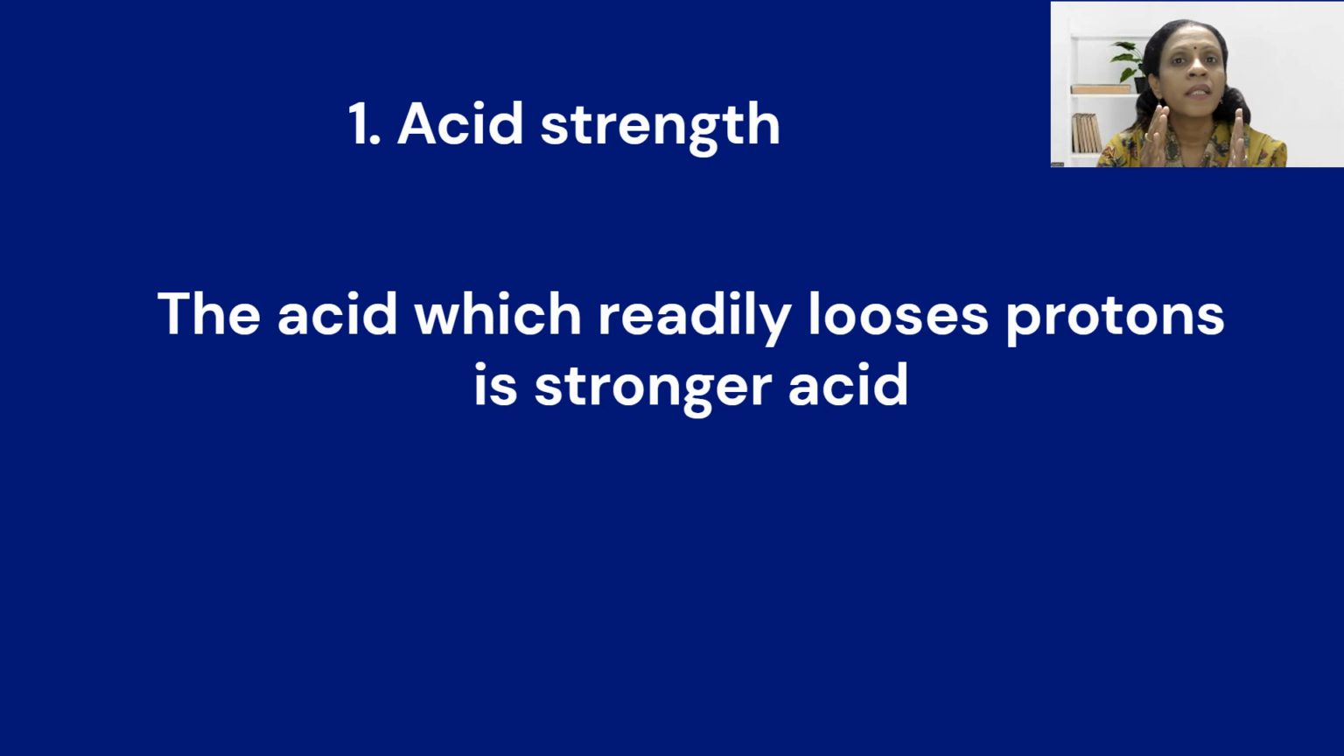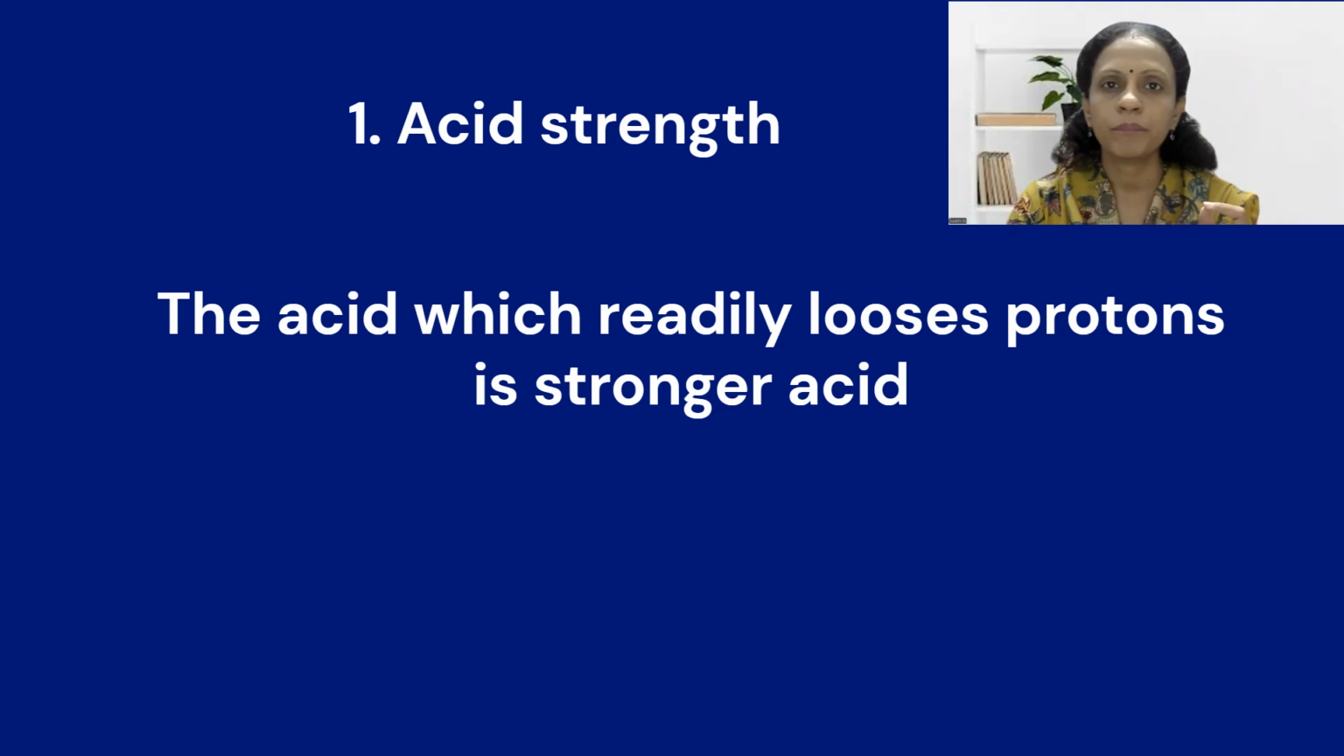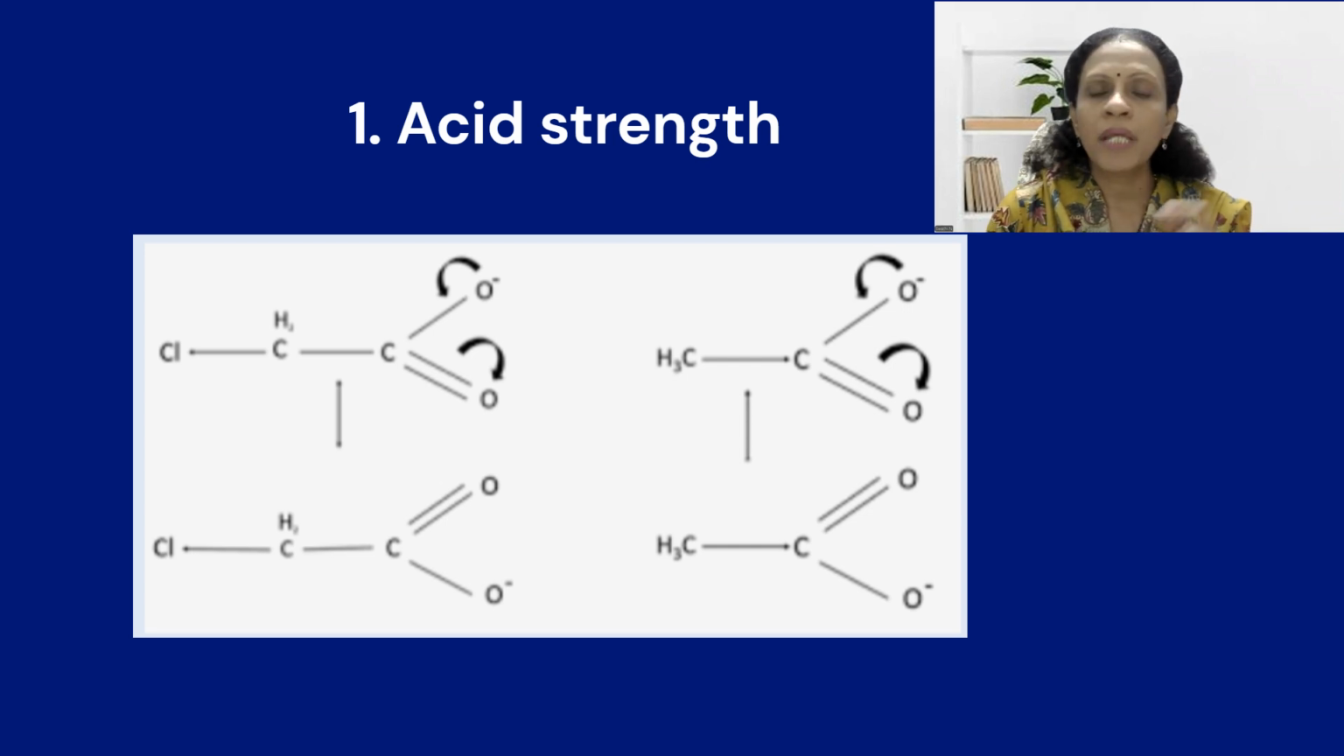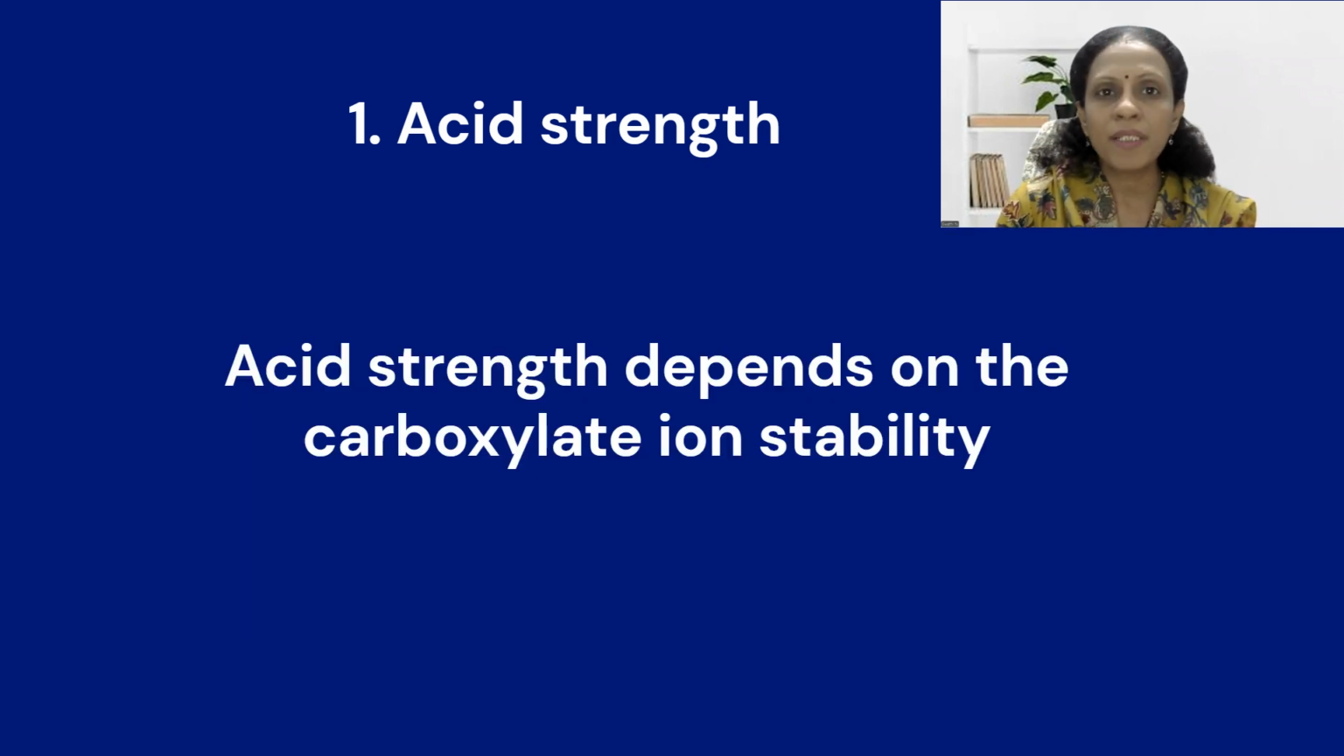That means the acid which loses a proton easily, that means which undergoes deprotonation easily, is considered to be stronger in terms of acidic strength when compared with the other. Upon deprotonation, these carboxylic acids will give the corresponding carboxylate ion. So the acidic strength depends on the stability of the resulting carboxylate ion.